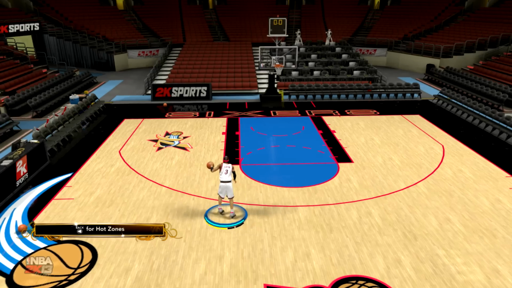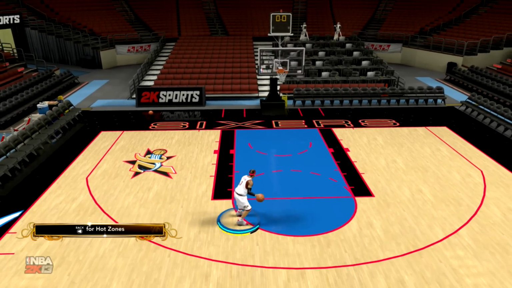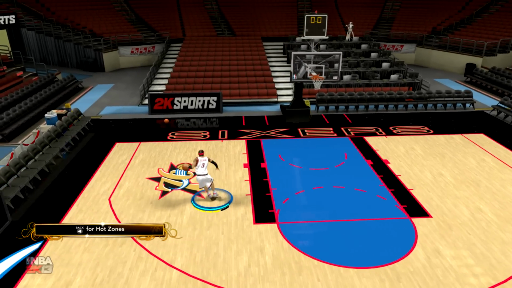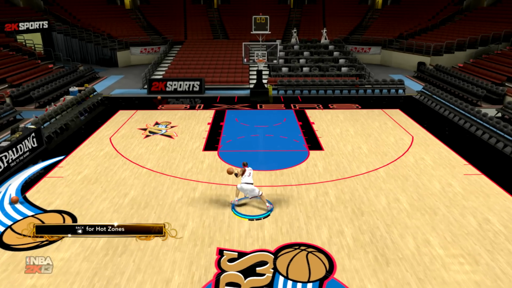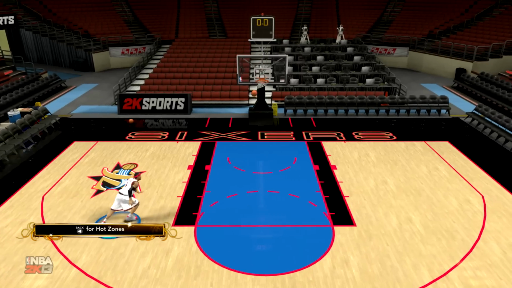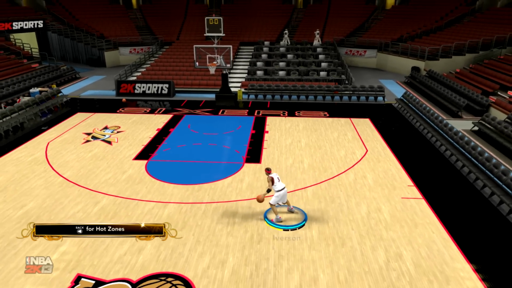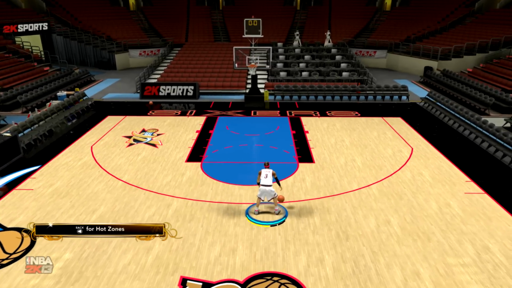And the last dribble move is the step back. The step back is only performed with the left stick. What you do is while you're driving to the rim, you're going to take the left stick and move it away from the basket. So that concludes all of the dribble moves for NBA 2K13.